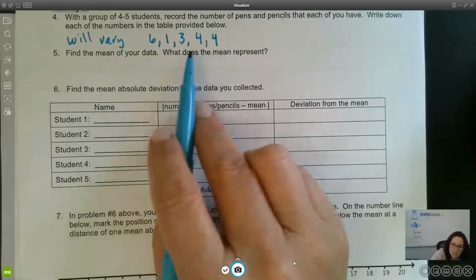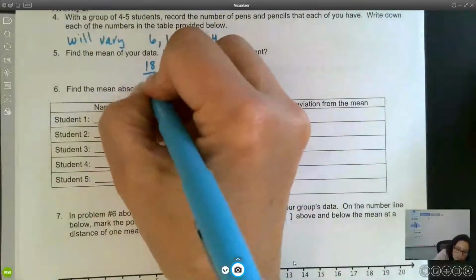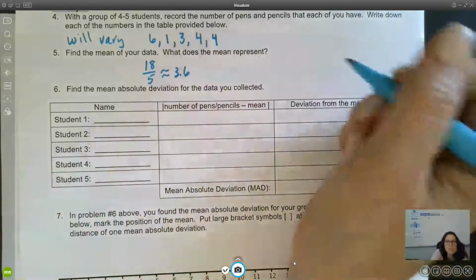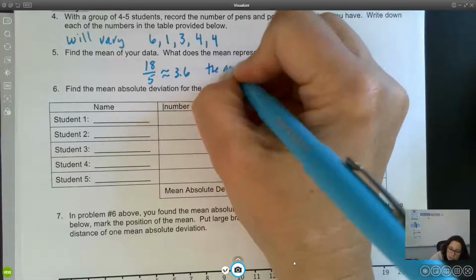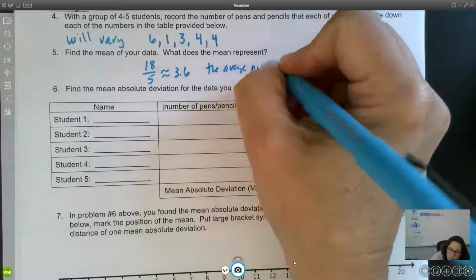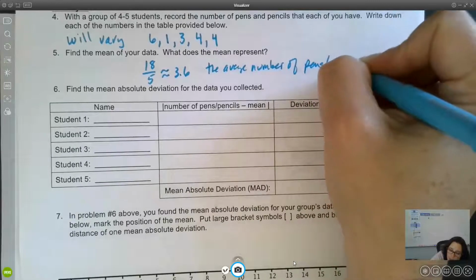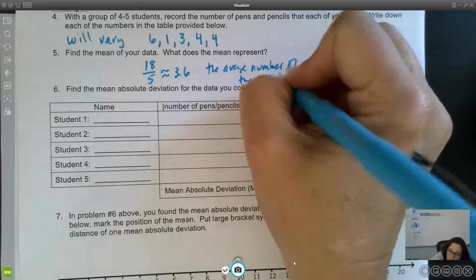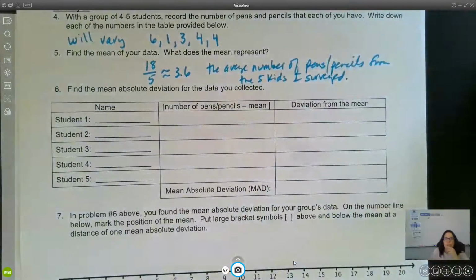Okay, the mean, I am going to add these up, and that comes out to be 18 divided by 5 kids. That gets me about 3.6 is my mean. So this is the average number of pens and pencils from the 5 kids I surveyed. All right, we don't need to worry about the names.